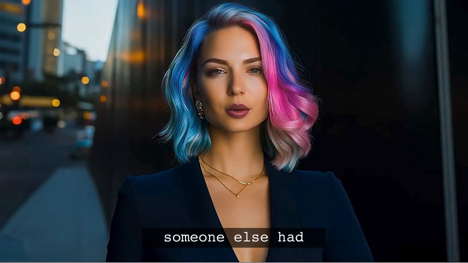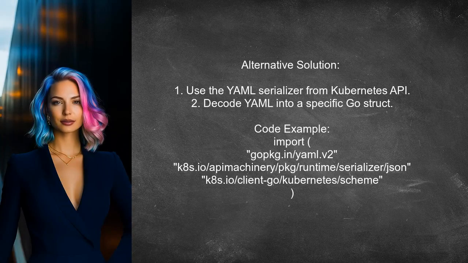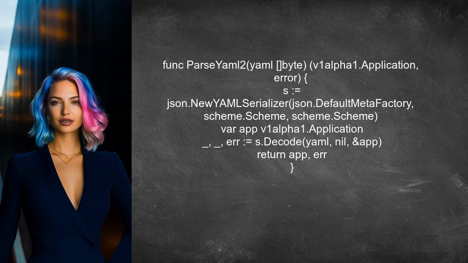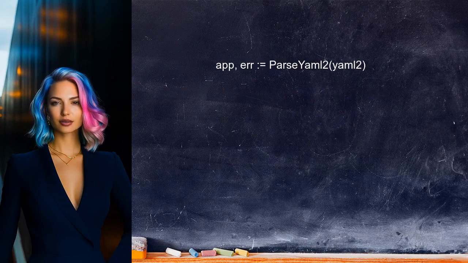Let's see what someone else had to say. An alternative approach to deserializing a Kubernetes YAML file involves using the YAML serializer from the Kubernetes API. This method allows you to decode the YAML directly into a specific Go struct. In this example, the user defines a function called parseYAML2 that takes a YAML byte array and decodes it into an Application struct from the Argo CD API.